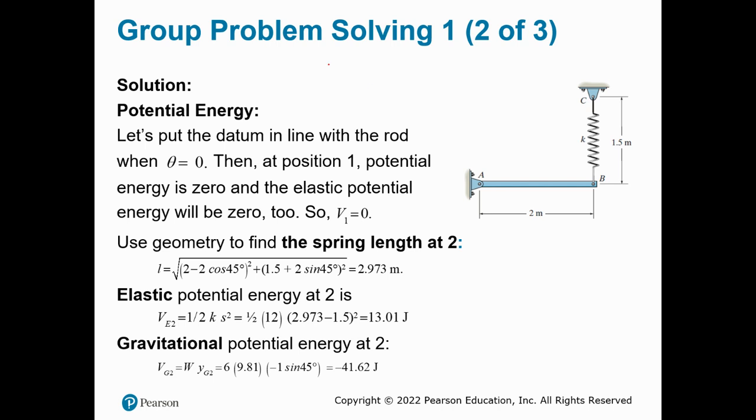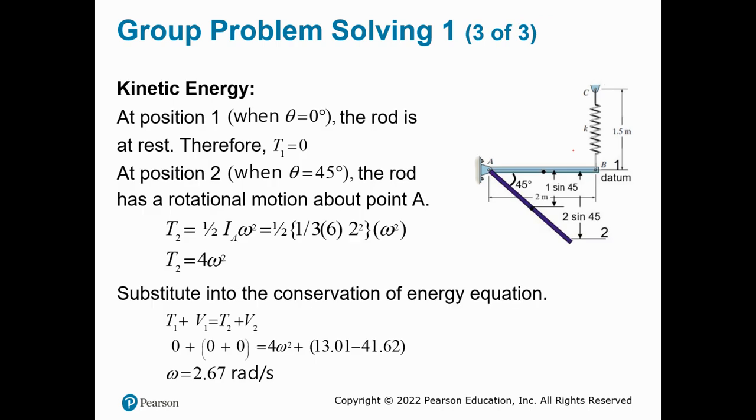Position 2 is where we're looking at 45 degrees. At 45 degrees, we can calculate the elastic potential energy, but keep in mind that we're looking at how much the center of gravity dropped at that 45 degrees, so don't use the 45 degrees directly. So we have gravitational potential energy, which is negative, and there's also the elastic potential energy. Keep in mind that at that moment the spring is being stretched, so we're coming down.